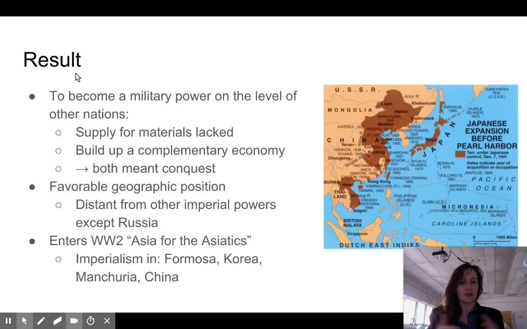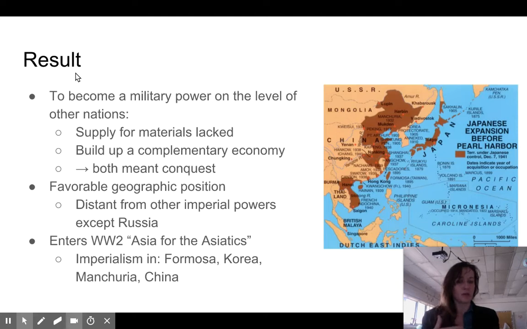However, think of where the other imperial nations were, right? It was not going to be competing with other imperial nations. They were too far away. The closest one was Russia. They weren't involved. They had this theme of World War II as Asia for the Asiatics. In other words, we'll imperialize this area. Everyone else, you white folks imperializing other places, you go imperialize over there. So they imperialized in Formosa, Korea, Manchuria, and China.